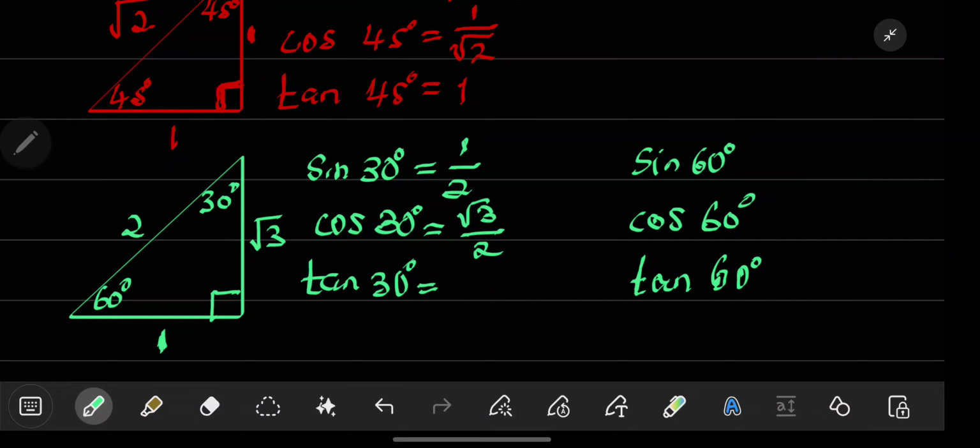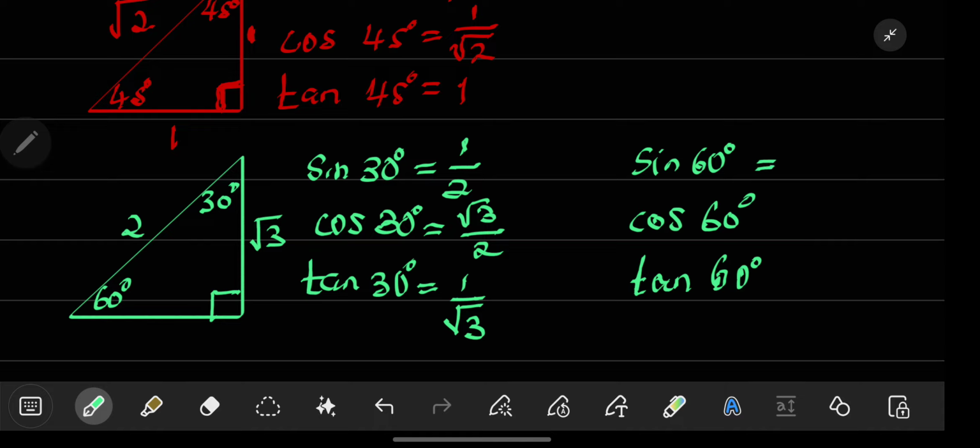Okay. Then tangent of 30. Tangent of 30 will be what? Tangent, it is opposite over adjacent, right? What is your opposite? Your opposite, it is 1. And what is your adjacent? Your adjacent, it is root 3. Isn't it interesting? It's very interesting.